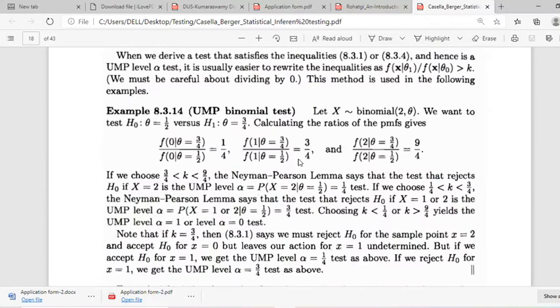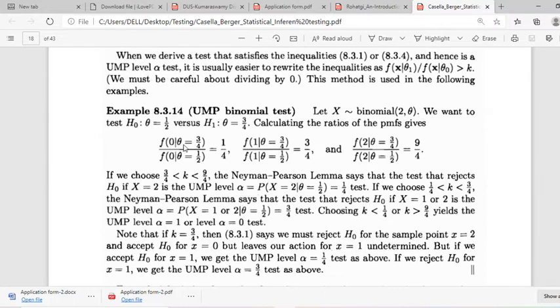So let us consider this example. Let X follow binomial 2 comma theta. We want to test H0: theta equal to 1 by 2 against H1: theta equal to 3 by 4. Then what is the null hypothesis? Null hypothesis is theta equal to 1 by 2. And what is the alternative hypothesis? Theta equal to 3 by 4. Now let us compute the ratios like this.